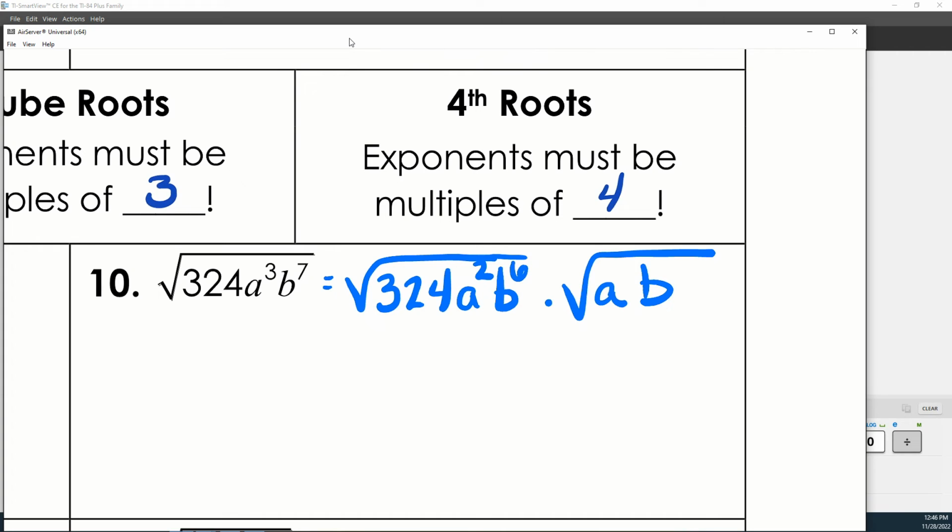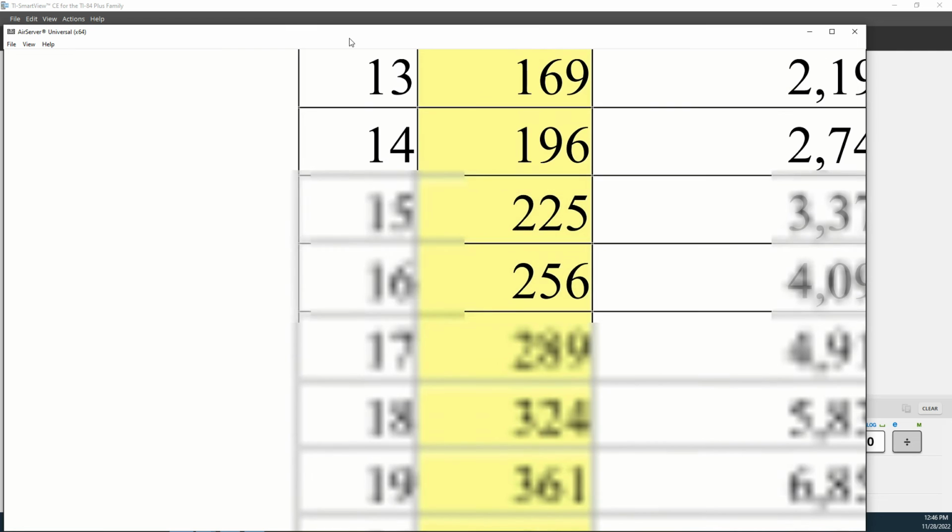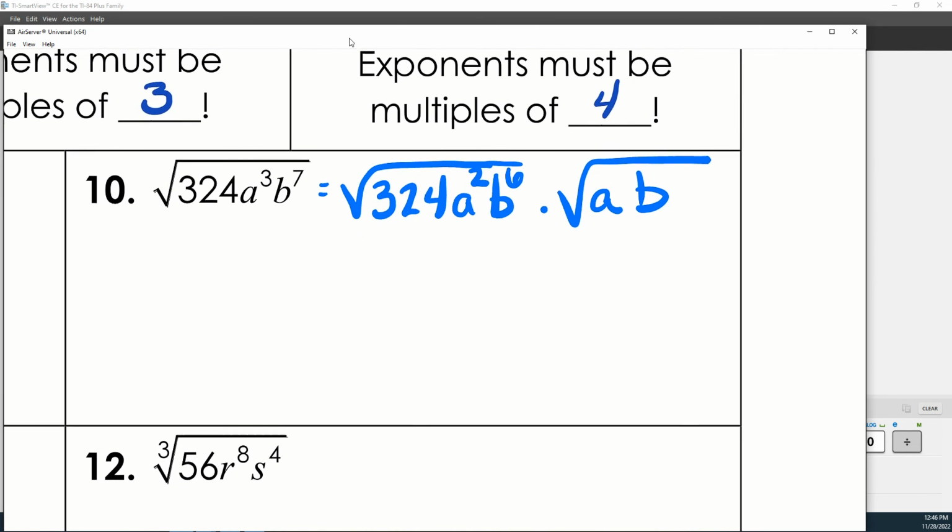And then just like I did on 2 through 8, this first one, these are all perfect squares. So I'm going to find the square root. So the square root of 324, was that 17? Can't remember. Oh, look. 18? I don't have it memorized. 18. So that's just going to be 18.